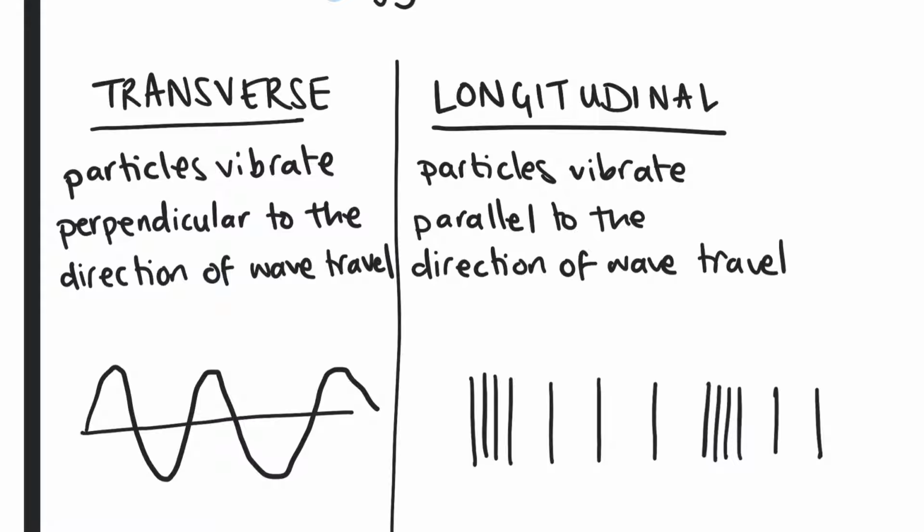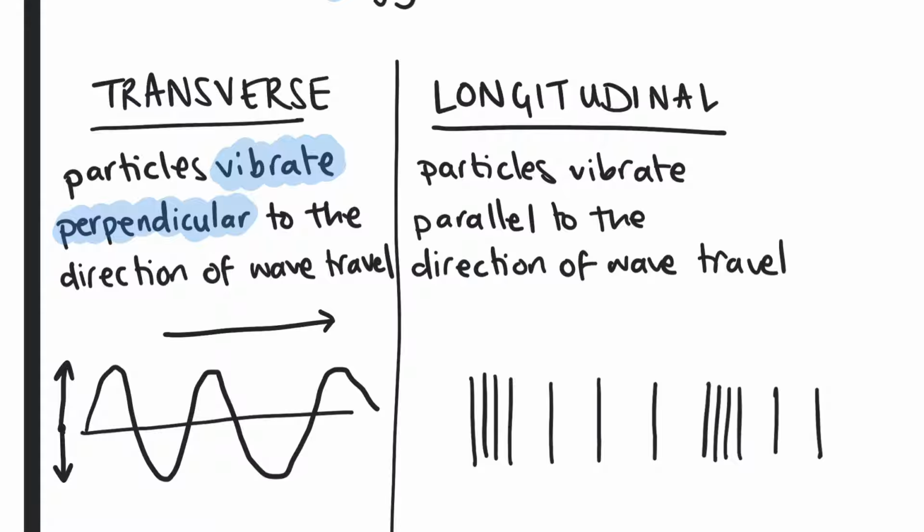So let's look at the transverse waves first of all. For a transverse wave, the particles in the wave will vibrate, or you may also hear the word oscillate. They vibrate perpendicular to the direction of wave travel. So while the wave itself will be travelling from left to right, the individual particles that make it up will be moving perpendicular to that, which means they'll be moving up and down.